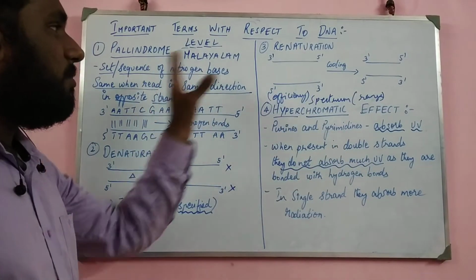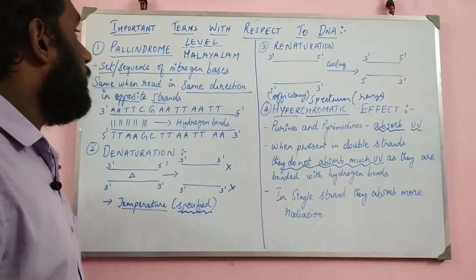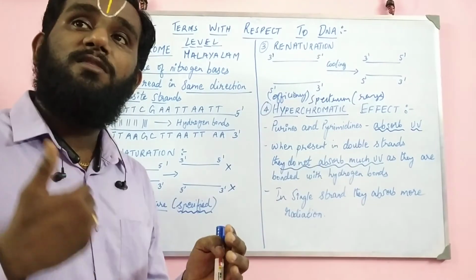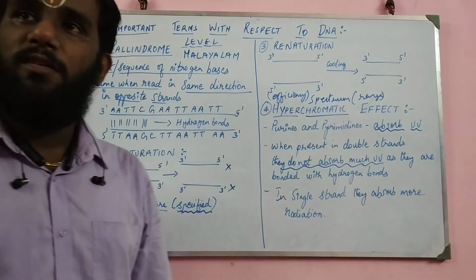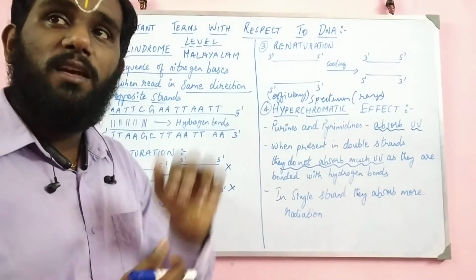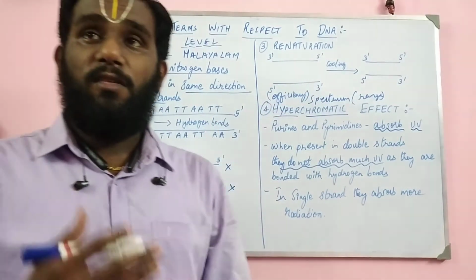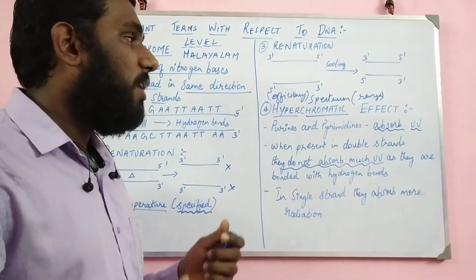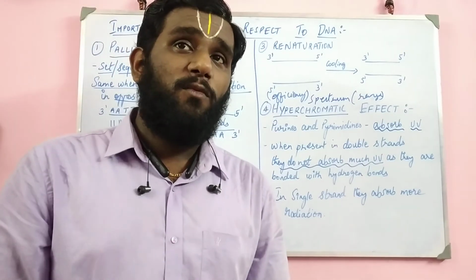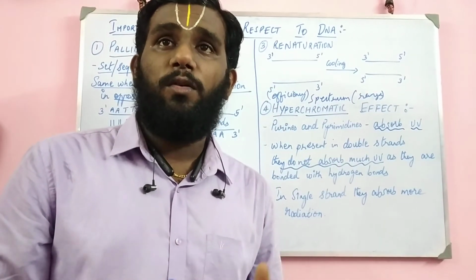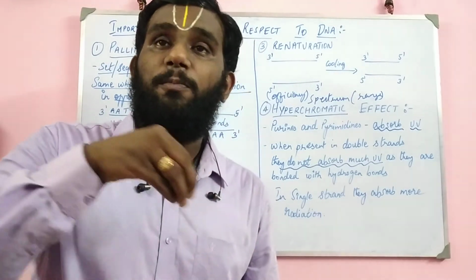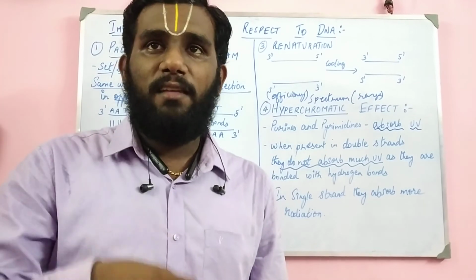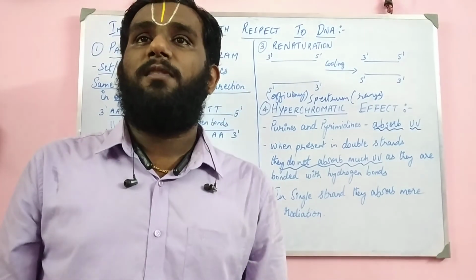So these are the four terms which are very important with respect to DNA. The first one is palindrome, which reads the same set when read from both the strands in the same direction. The second is denaturation, where a double-stranded DNA molecule is made into a single-stranded DNA molecule. Renaturation, the opposite of denaturation, where you bring a double-stranded DNA from single-stranded DNA molecules. And the hyperchromatic effect, which states that if purines and pyrimidines are present in double-stranded DNA, the absorption of ultraviolet radiation is very less, and in case of single-stranded DNA, absorption is very high.